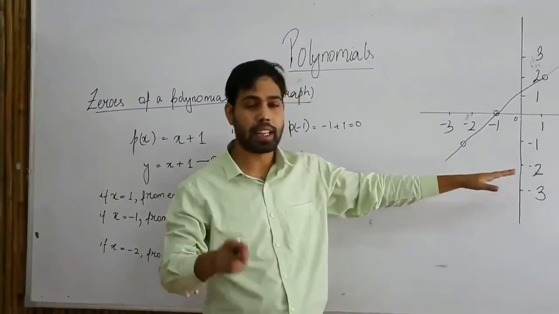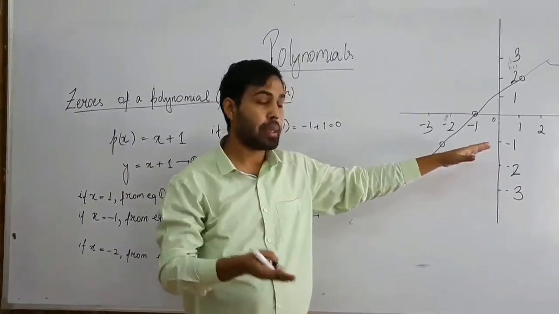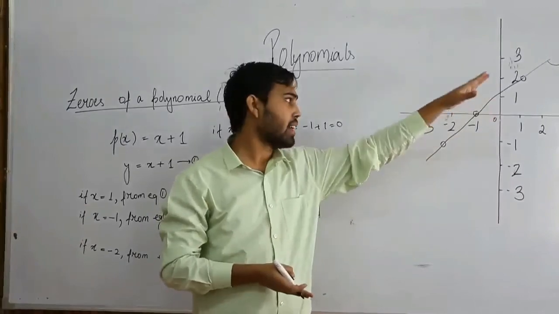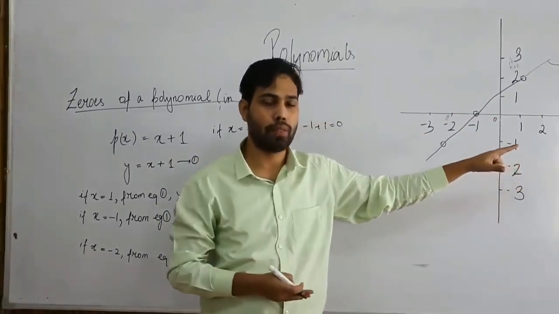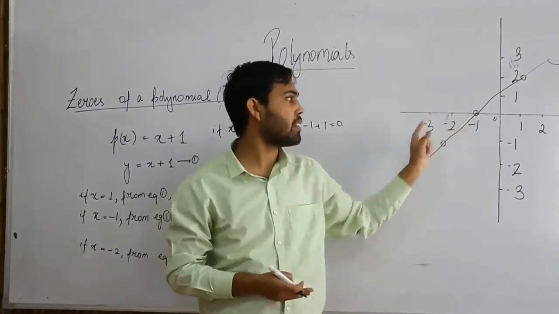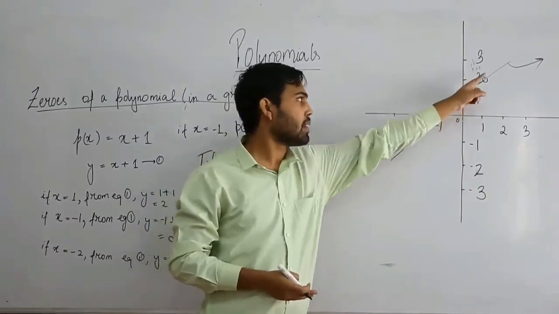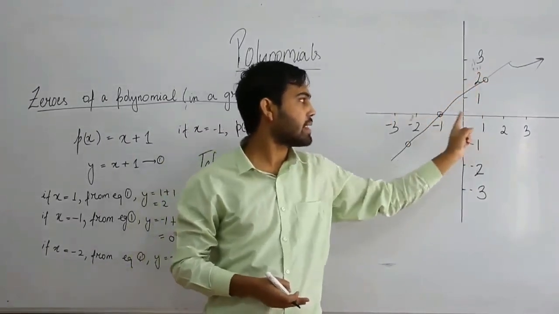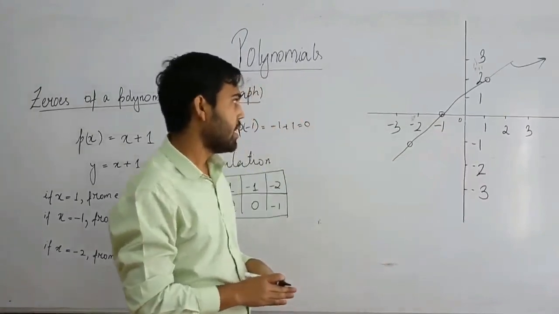So from the graph, what can I say? When I plot the graph of a polynomial, the point at which the graph intersects the x-axis, that value of x gives me the zero of the polynomial. So in this case, the zero of the polynomial from the graph is minus 1. Why? Because this line intersects the x-axis at this point, and at this point the value of x is minus 1. Okay?